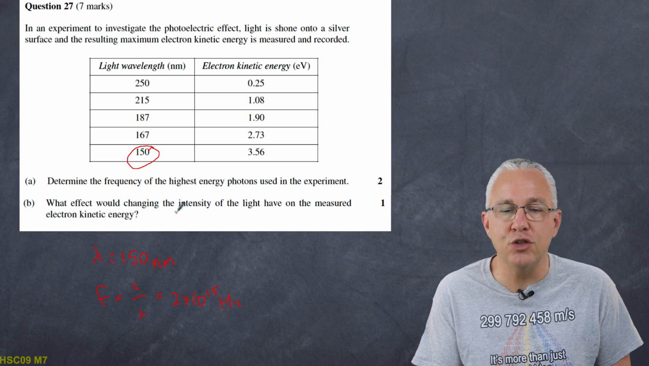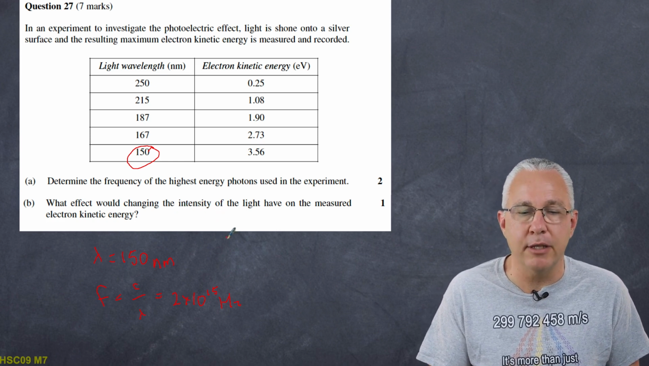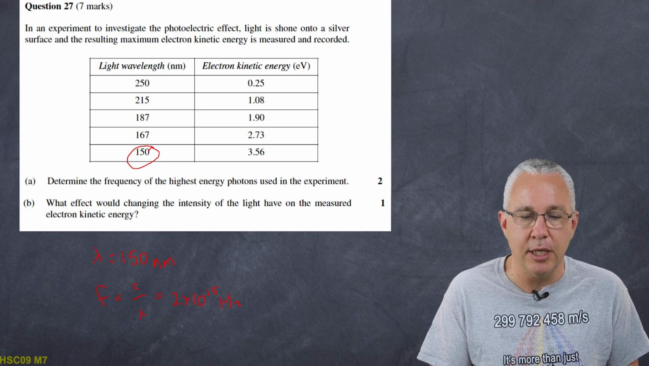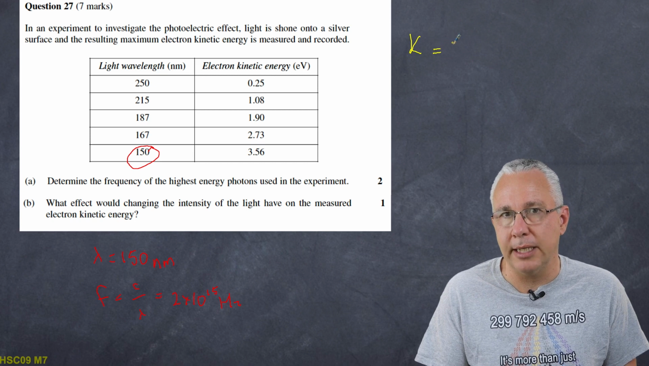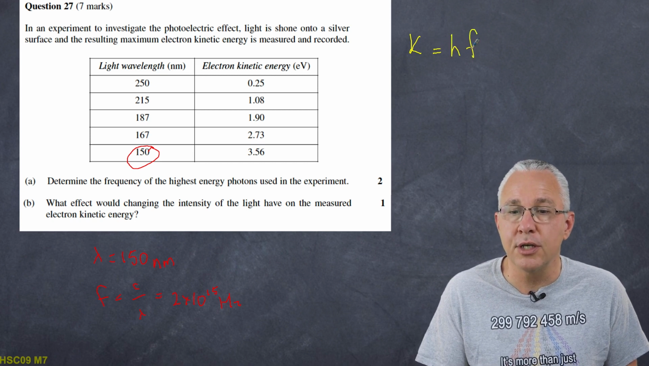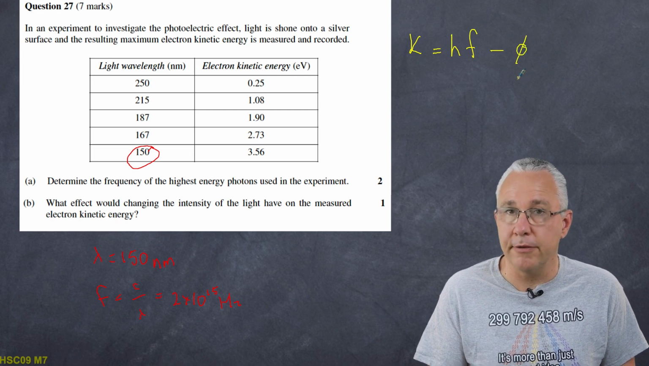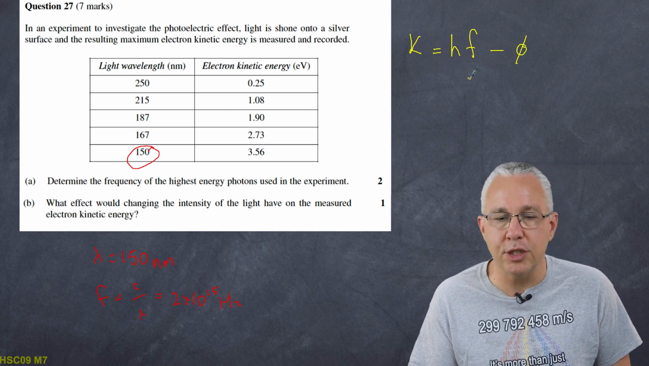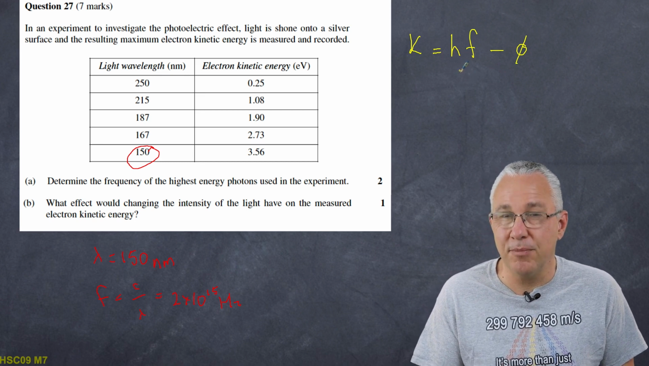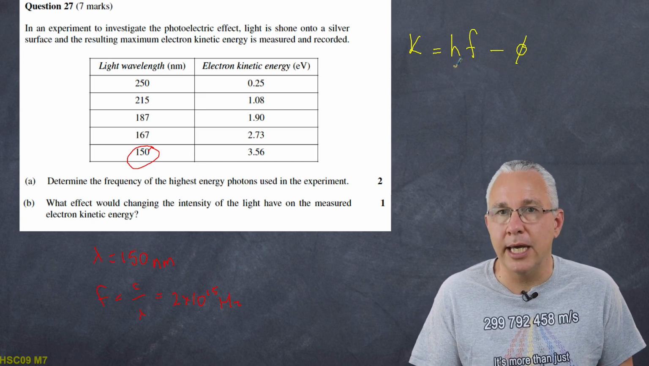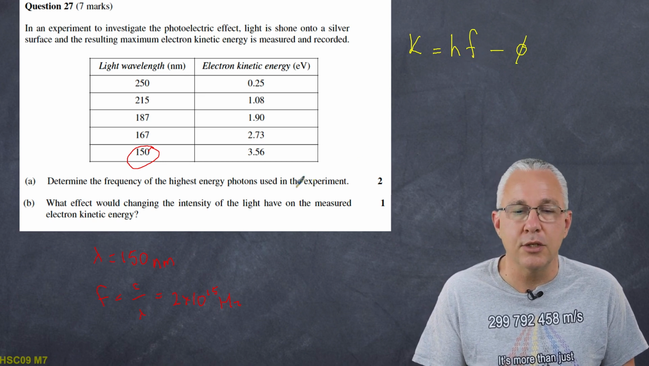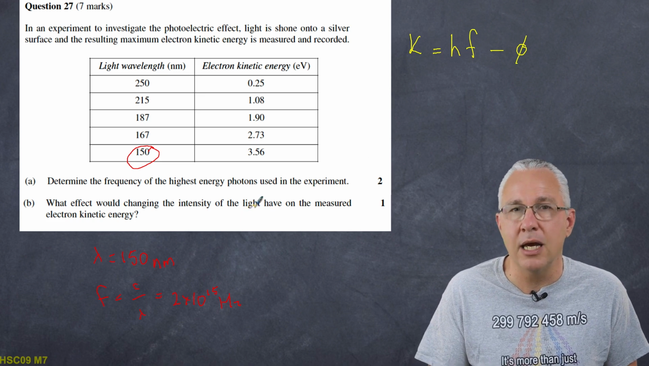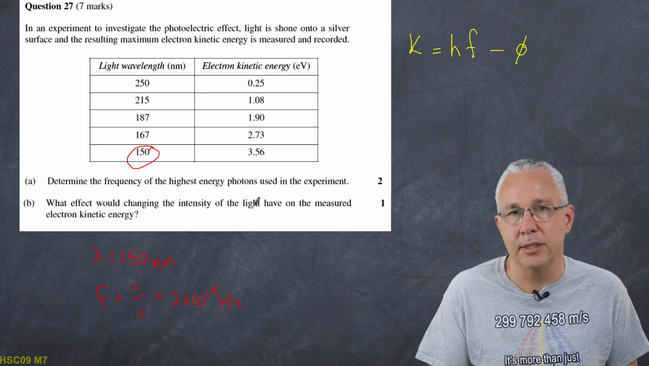It says, what effect would changing the intensity of the light have on the measured electron kinetic energy? As I stated before in a previous question, the kinetic energy of any photoelectron being emitted is simply equal to the energy of the photon that it's received minus the work function of the metal, which is a linear relationship. But notice what's not there: the intensity. The total energy is totally dependent on the individual photon's frequency. So the answer to part B, what effect? None whatsoever. It'll stay the same.